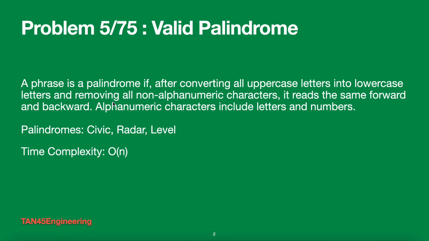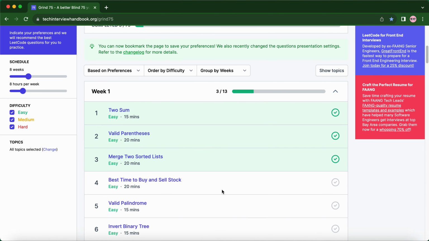A phrase is a palindrome if, after converting all the uppercase letters into lowercase letters and removing all non-alphanumeric characters, it reads the same forward and backward. You can see civic is a palindrome because if you read it forward or backward, it is CIVIC, same as radar, same as level. Okay, so let's quickly jump into the code.